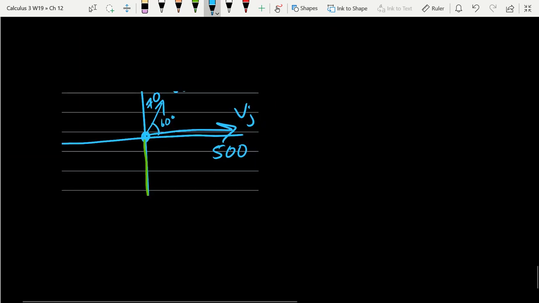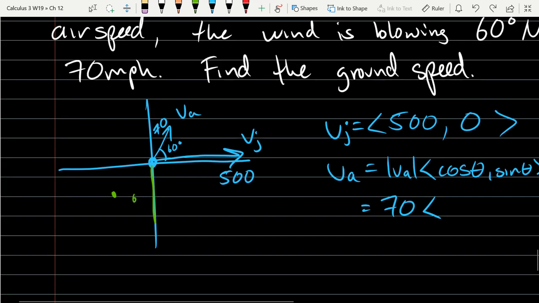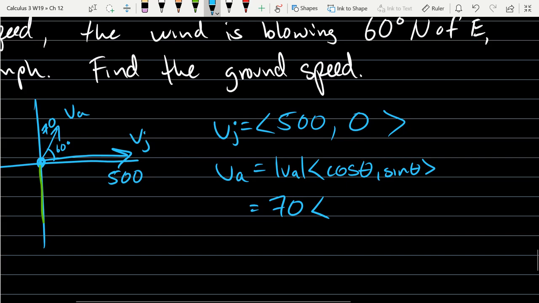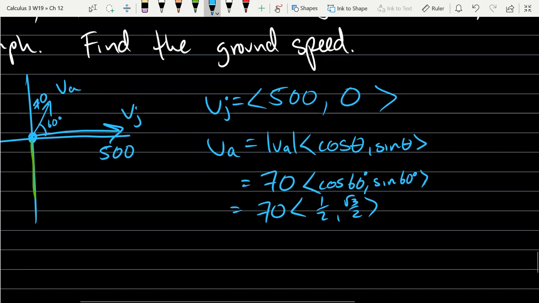It could be half green, that's fine. All right, so we just have 60. So cos 60 is 1/2, sine 60 is square root of 3 over 2. Distribute that 70, we'll have 35, and 35 square root 3.